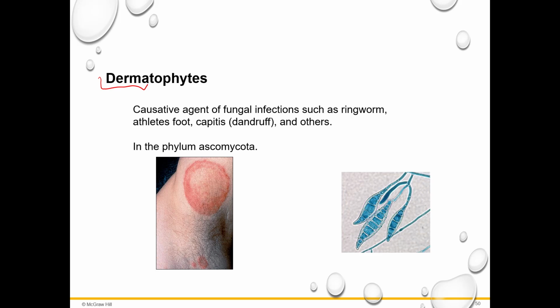Dermatophytes are not a genus and species name, so it's not a specific type of microorganism, rather it's a group of microorganisms. Some examples of dermatophytes include Epidermophyton floccosum and Microsporum gypseum. Trichophyton has various species as well, so those are the species, but dermatophytes is just a generalized category of fungi that infect the skin. So they cause infections such as ringworm, athlete's foot, tinea capitis, and others, and they are in the phylum Ascomycota.